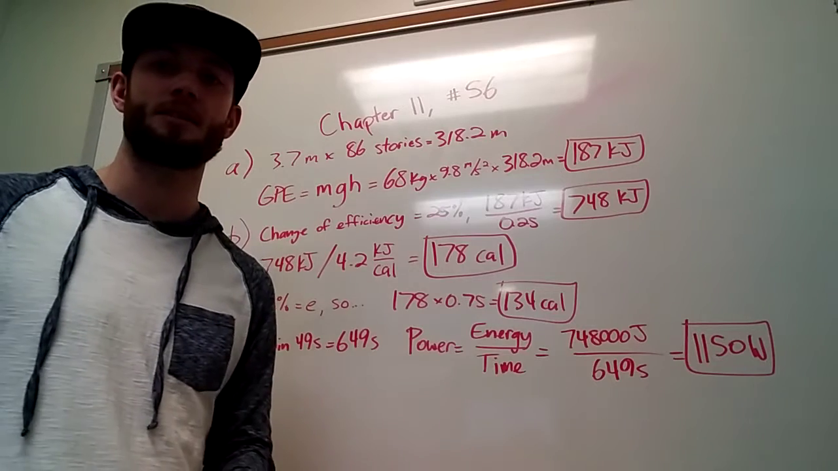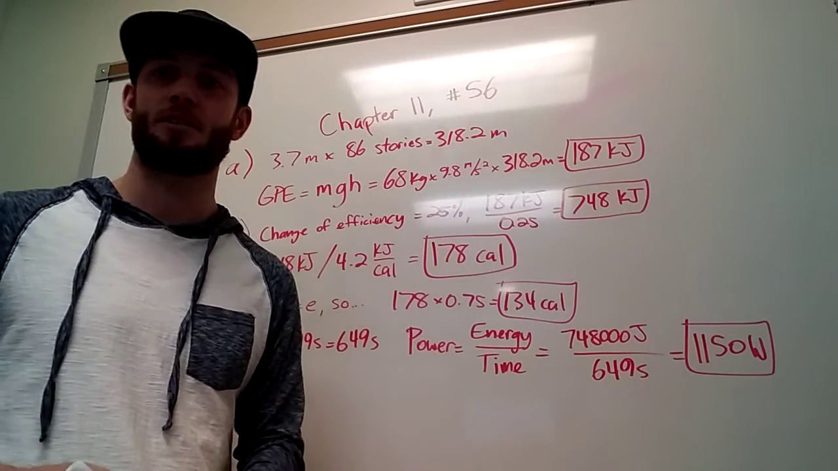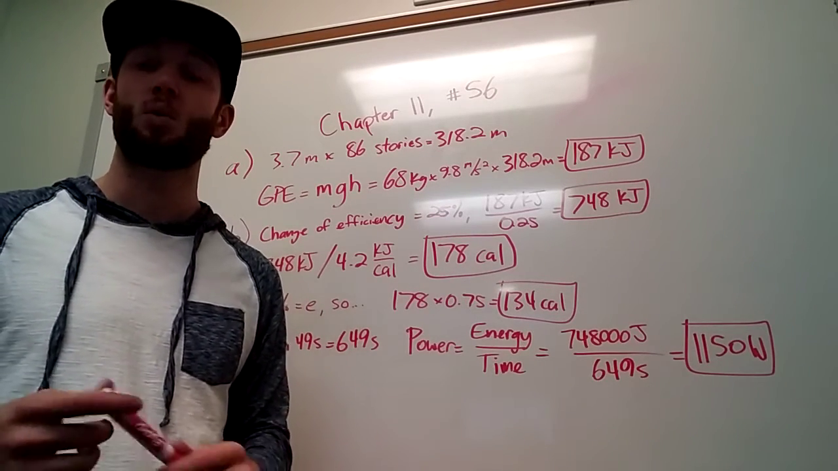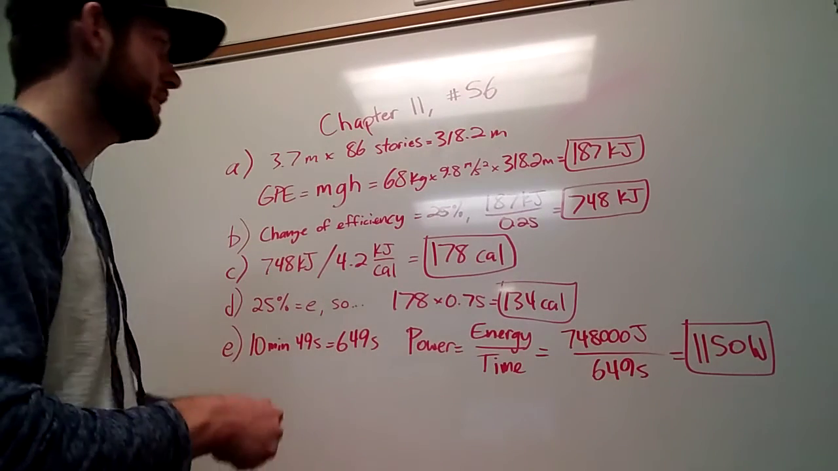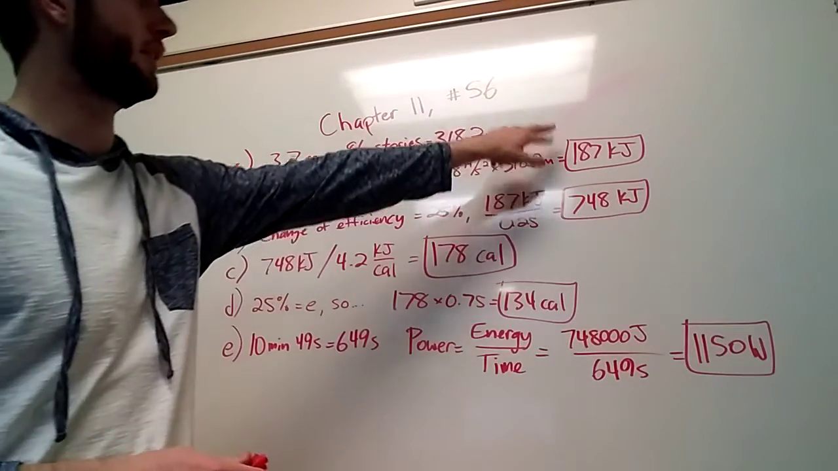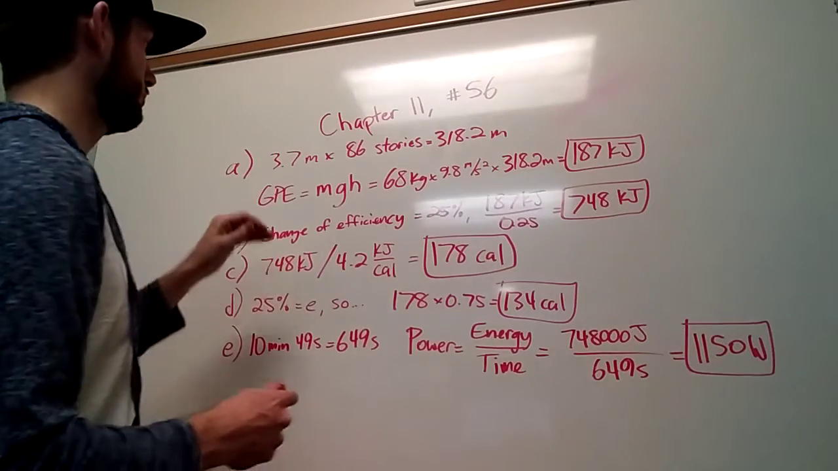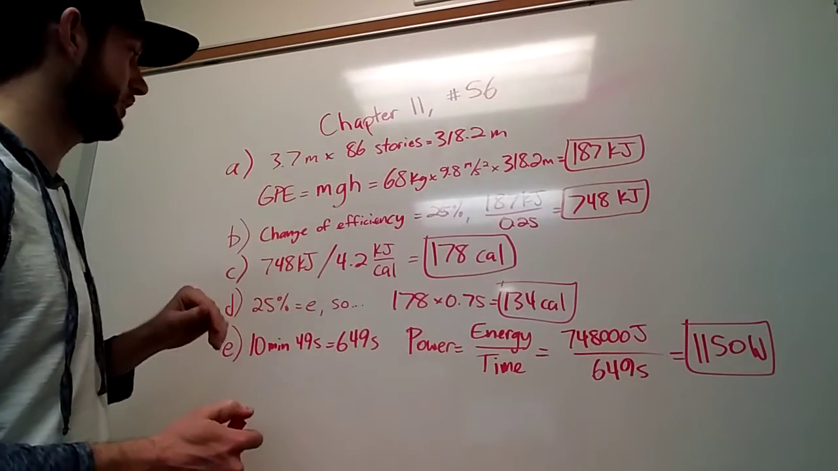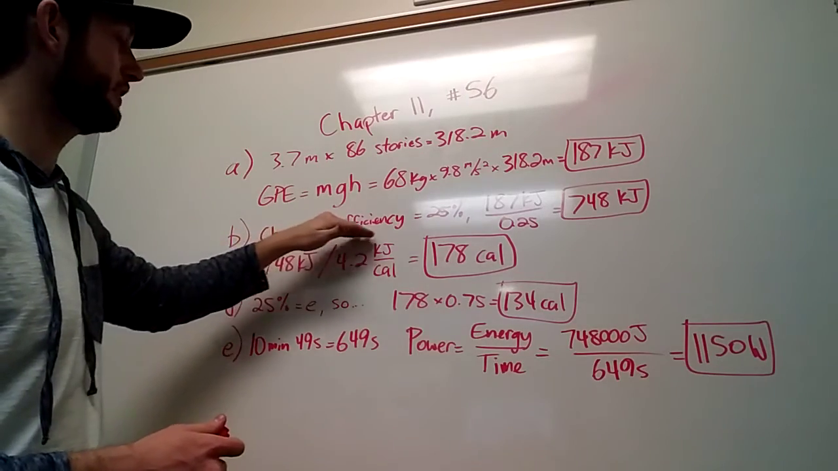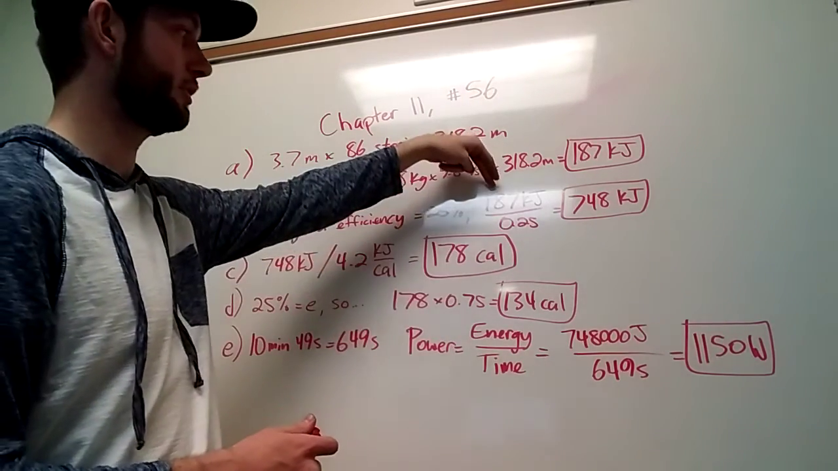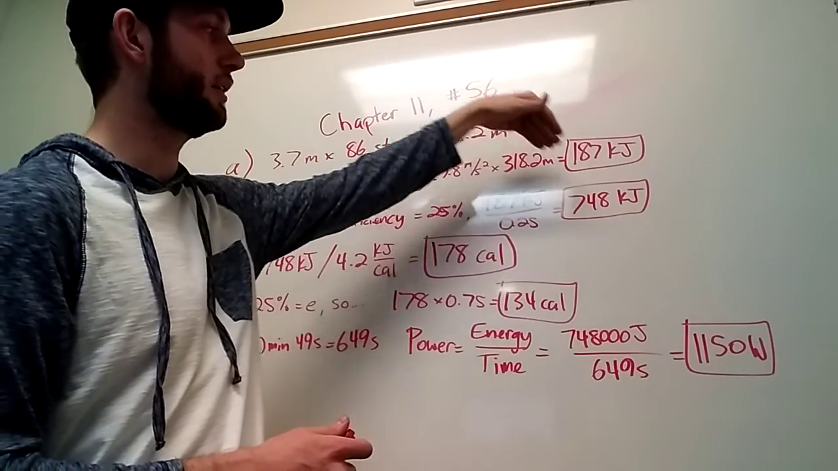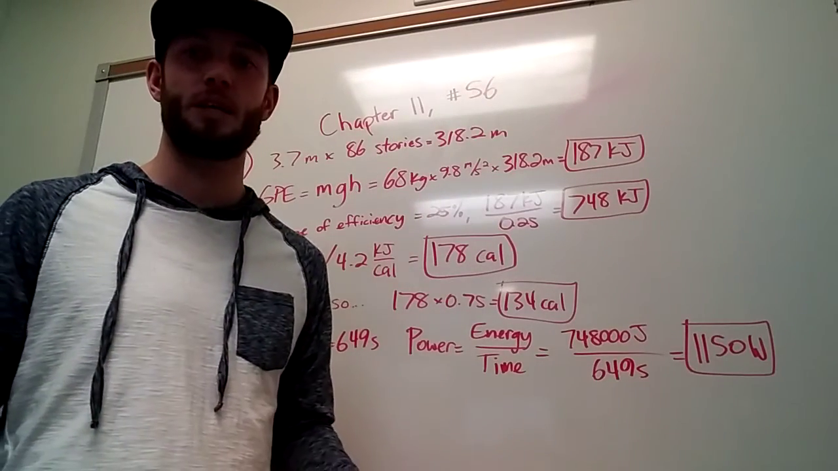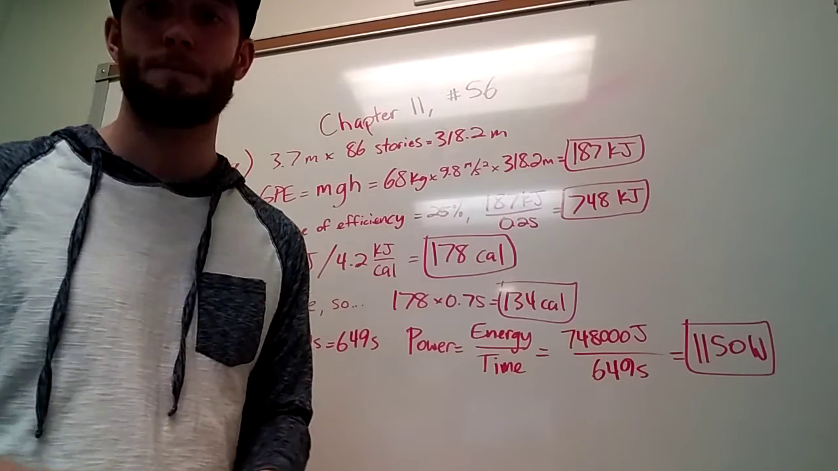Part B then asks us, if the efficiency in climbing stairs is 25%, what total energy did the winner expend during the race? Well, if 187 kilojoules was our gravitational potential energy, then with an efficiency of 25%, we would just use 187 kilojoules divided by 0.25, which would then give us 748 total kilojoules expended.